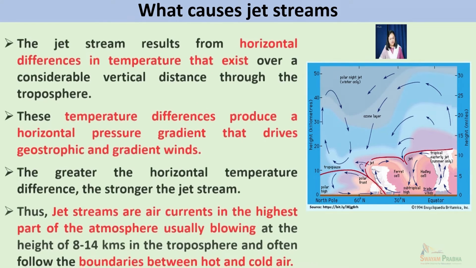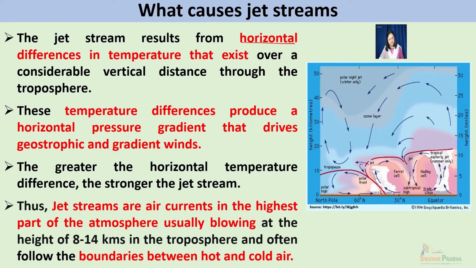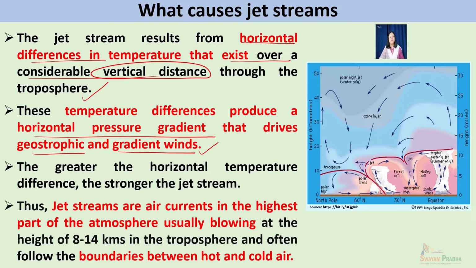And as a result, the jet streams result from the horizontal differences in temperature and pressure conditions that exist over a considerable vertical distance through the troposphere. And these temperature differences produce a horizontal pressure gradient that drives the geostrophic as well as the gradient winds, which finally defines the jet stream location, path, velocity in different regions of the world. The greater the horizontal temperature differences, the stronger the jet streams.